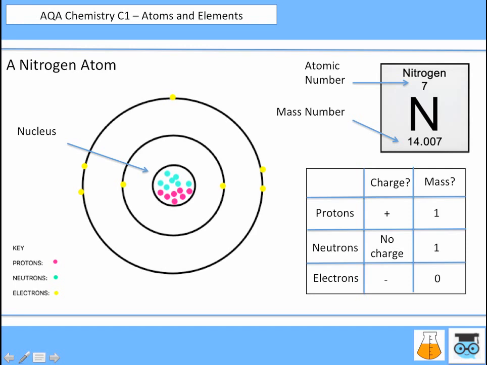And the bottom one, the larger one, is the mass number, and on this it's the number of protons and neutrons. If you refer back to the table, the mass of protons and neutrons is 1. So that's 7 protons and 7 neutrons. And as electrons don't have a mass for GCSE, it's around 14.